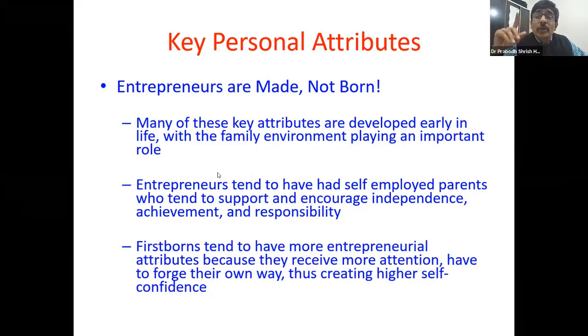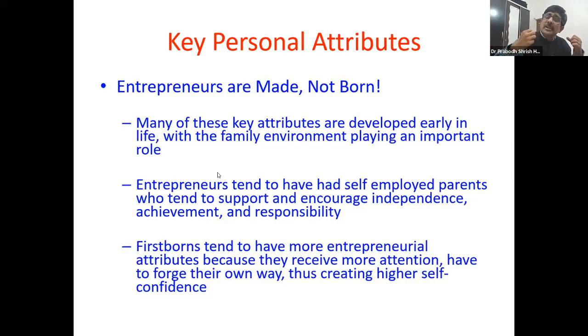Entrepreneurs are made, they are not born. It is very wrong to say Tata's son will always become the entrepreneur or Ambani's son will always become an entrepreneur. No, you require qualities to become an entrepreneur. There are attributes which you can cultivate. As a team, your entire group can become entrepreneurs if you have cultivated this kind of ideas. You encourage each other. You bring some kind of confidence.